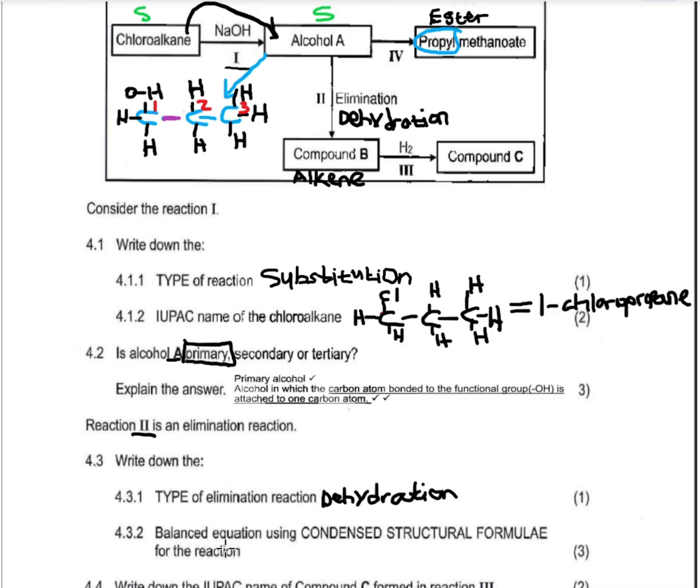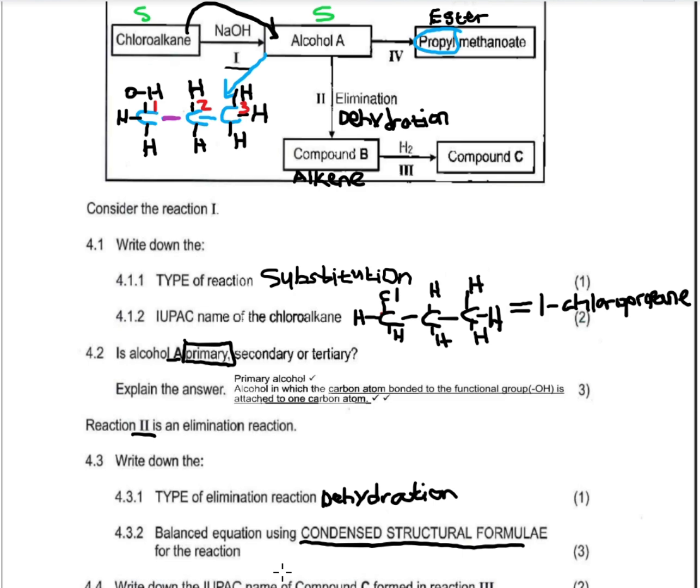Right, now let's move on to another question. The balanced equation using the condensed structural formula for the reaction. That is reaction 2, right? We know that for reaction 2, we are moving from an alcohol to forming an alkene. Now they want a condensed structural formula for the reaction. Now guys, to write the condensed structural formula, we are going to start with the structural formula.